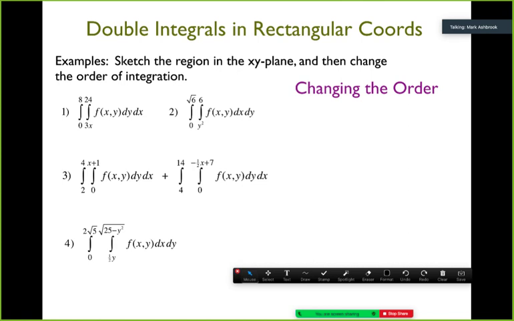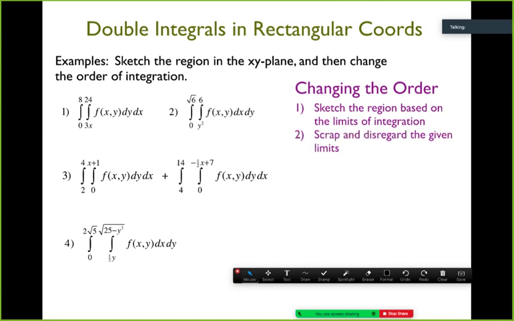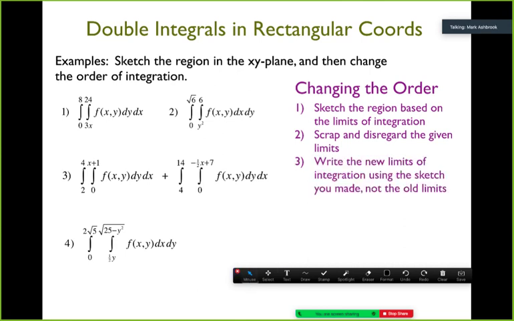So the first thing we're going to do is sketch the region based on the given limits. You're going to take the limits that you're given, figure out what the region is, and make a good picture with all the details. And then you're going to scrap and disregard the limits that were given. Don't ever look at them again. Once you've got the region drawn correctly, that's going to be your focus. Then you take the region and write the other order. So step 3 is just what we've been practicing so far.